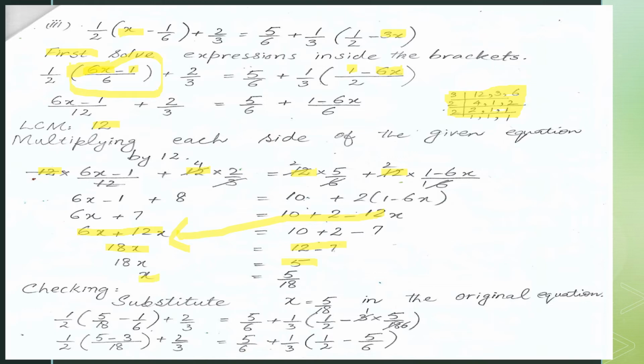You need to check whether the value is suitable for the solution set or not. So what you have to do, you have to check and substitute x equal to 5 by 18 in the original equation. When you keep it in the original equation, the left hand side expression will remain at the same place. The right hand side expression will remain at the same place.